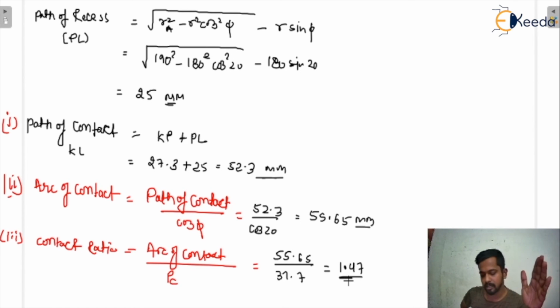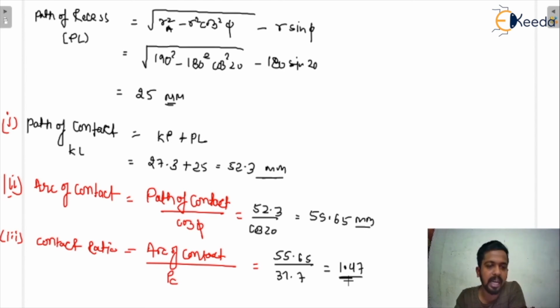1.47 contact ratio means in one full engagement period, one pair is in mesh, but for 47% of the time of engagement, another pair is also in engagement along with this pair. Are you getting my point? One pair is in mesh, no doubt, in the full engagement period, but 47% of the time, another pair is also in mesh. That is the meaning of the contact ratio 1.47. So on average, the value comes out to be 1.47.